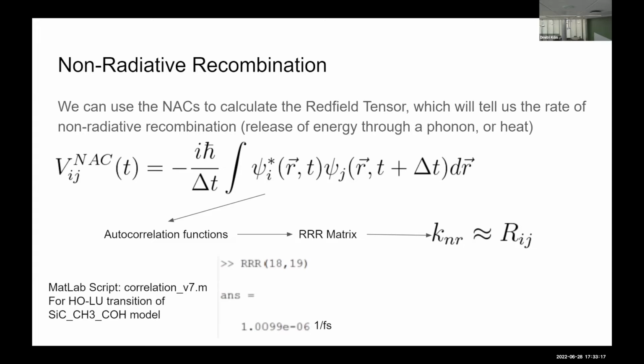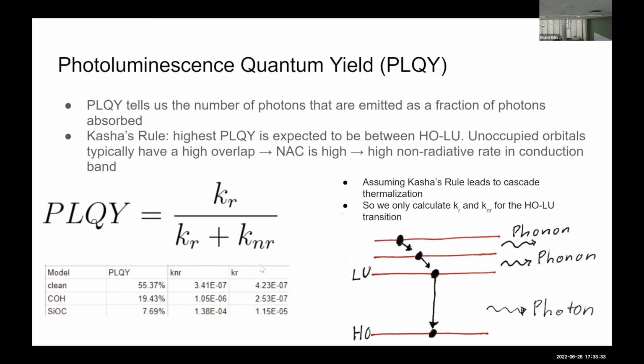Why not choose a HOMO to LUMO plus N transition? Why not LUMO minus N? Like in this example, why did you choose the HOMO-LUMO? Yeah, why are you concerned about HOMO to LUMO plus N?